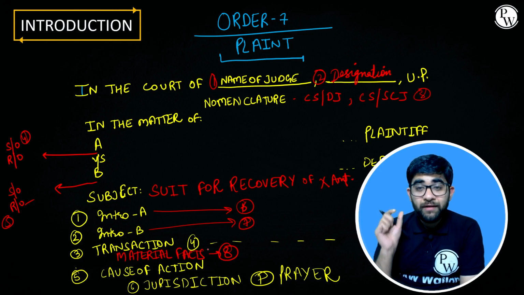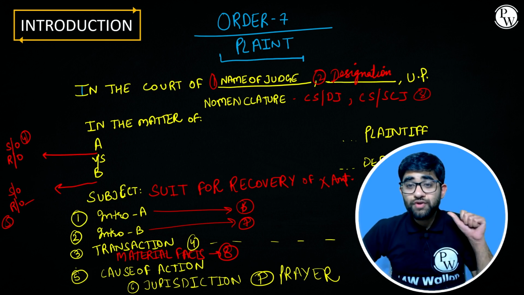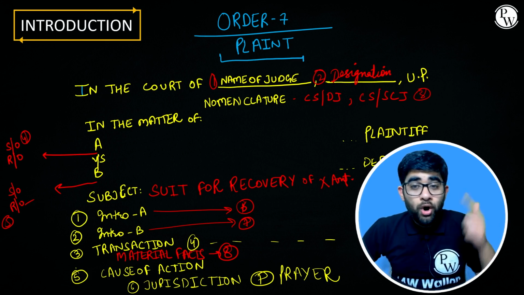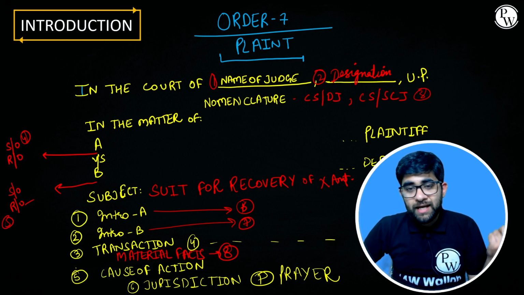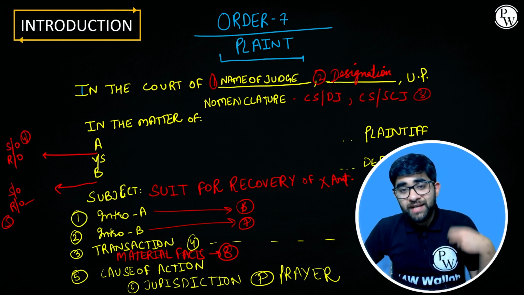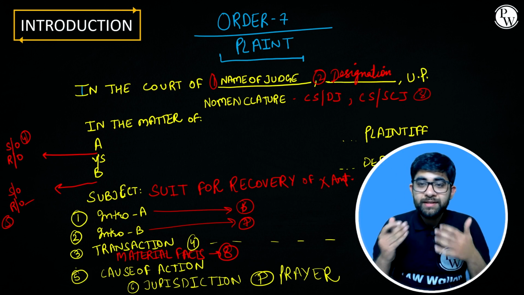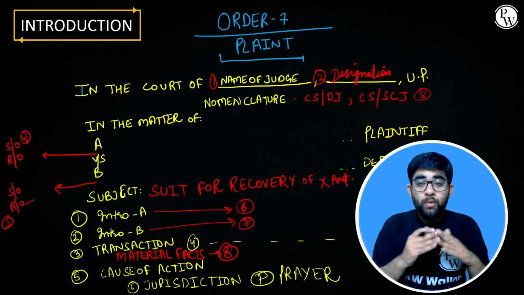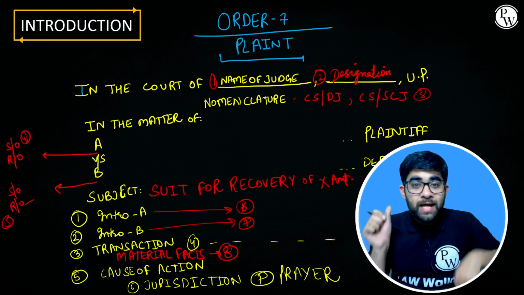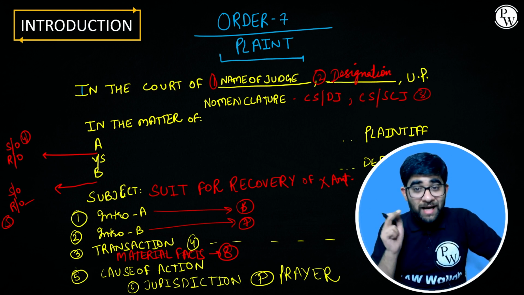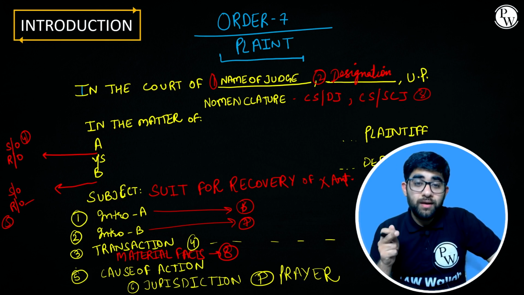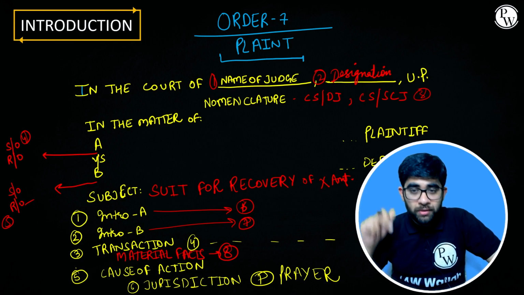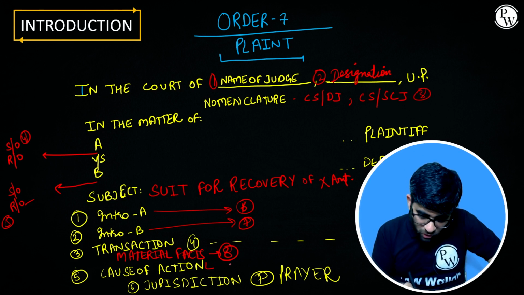After writing all the material facts, that is, I've sold goods to B, goods ordered: 10 mobile phones for selling. He has placed this order. I have sent it through bus. This is the bill. This is the statement of account, ledger, whatever you want to annex. Then you have to write the cause of action, that from when the dispute arose and from when the defendant is liable to answer to this honorable court. That is your cause of action.